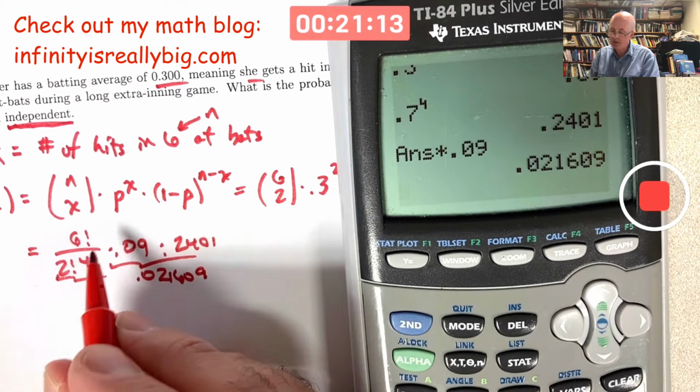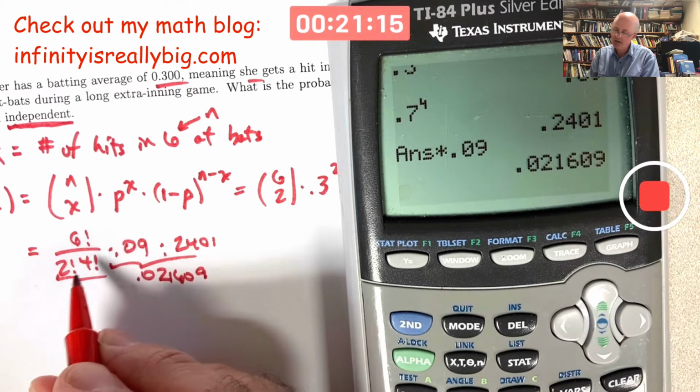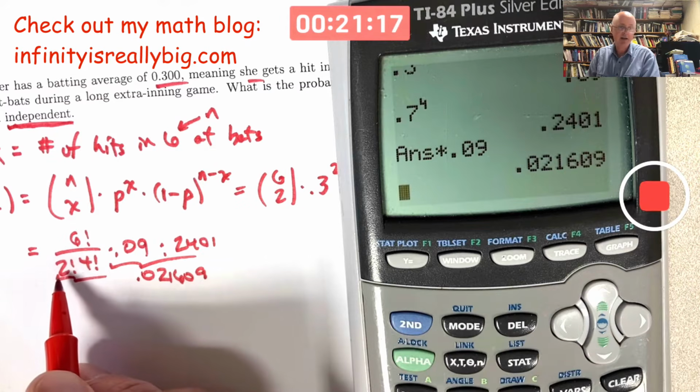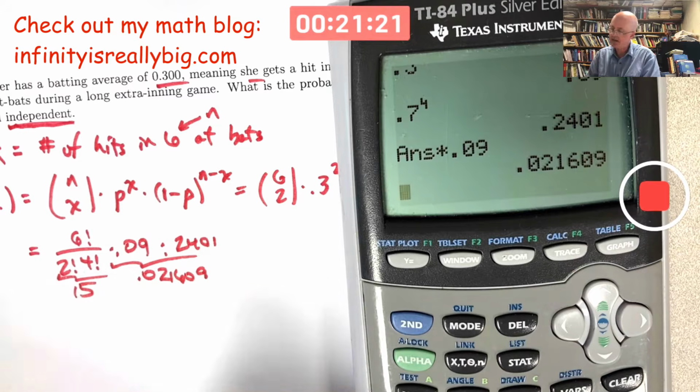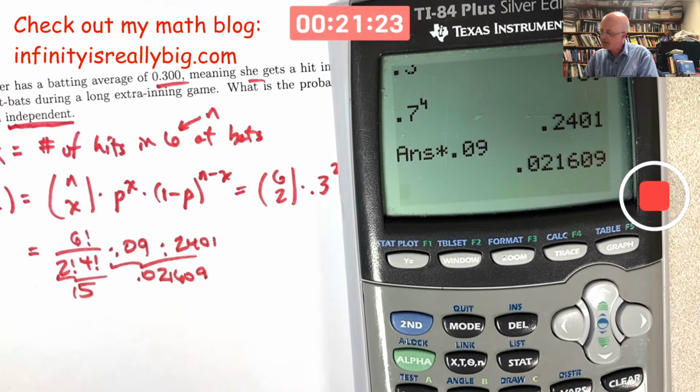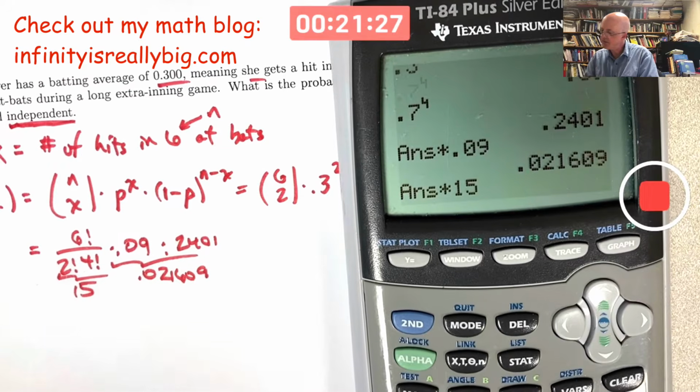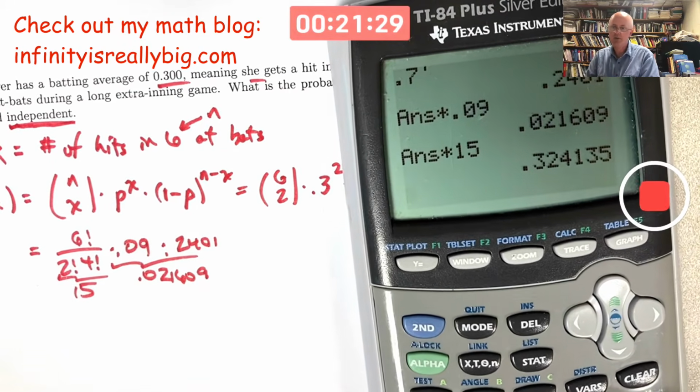6 times 5 times 4 factorial. The 4 factorials cancel. You're ultimately going to divide 6 times 5 divided by 2. 30 divided by 2 is 15. And so we need to multiply this number by 15 to get the final answer. Our probability is about 0.324.